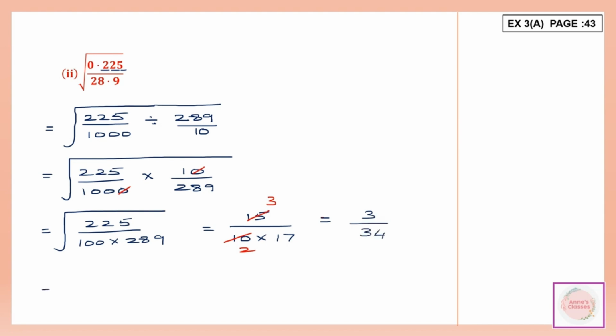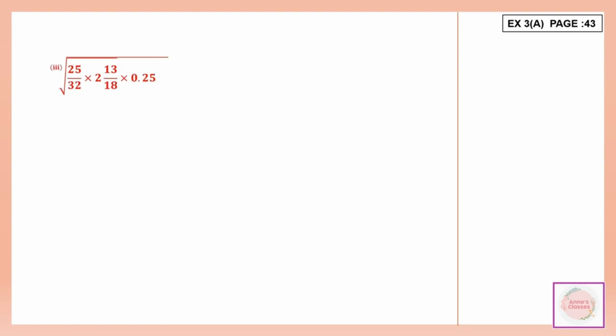So we have found the square root of 0.225 by 28.9 to be 3 by 34. You can even convert it to a decimal number if it is required. So the final answer here is 3 by 34.